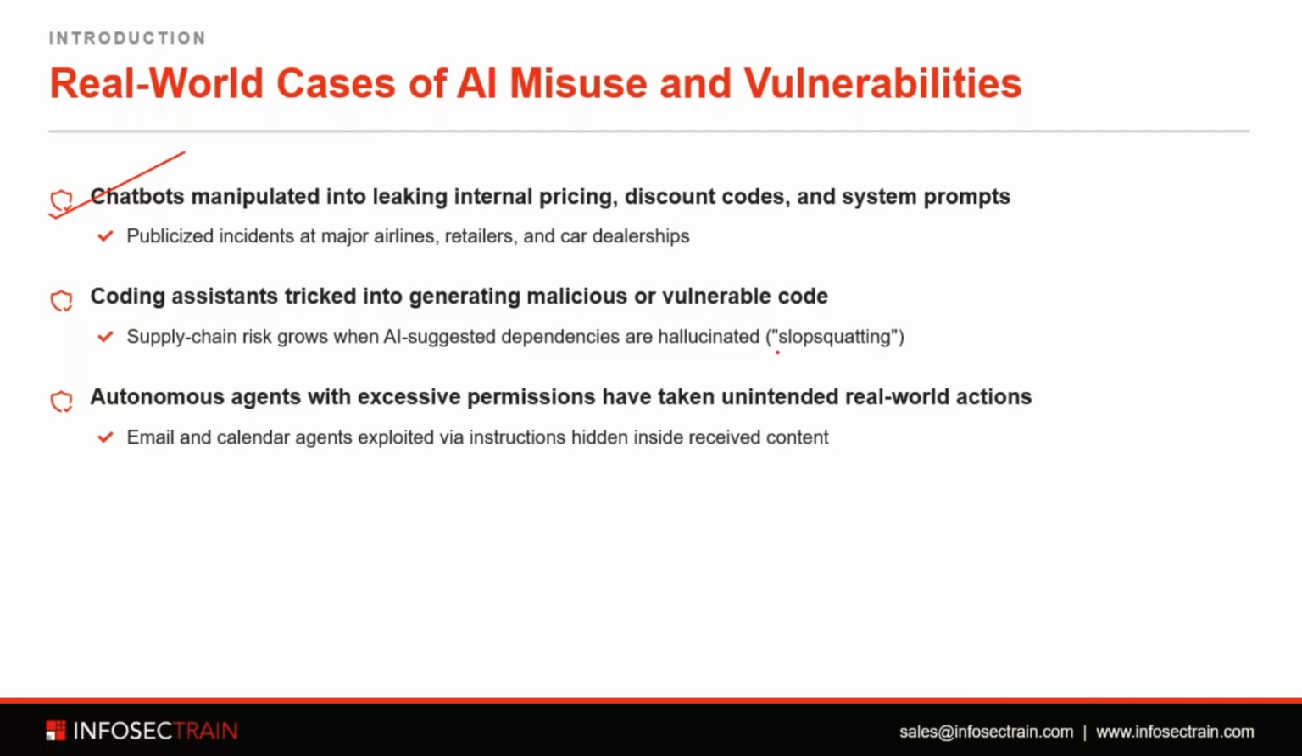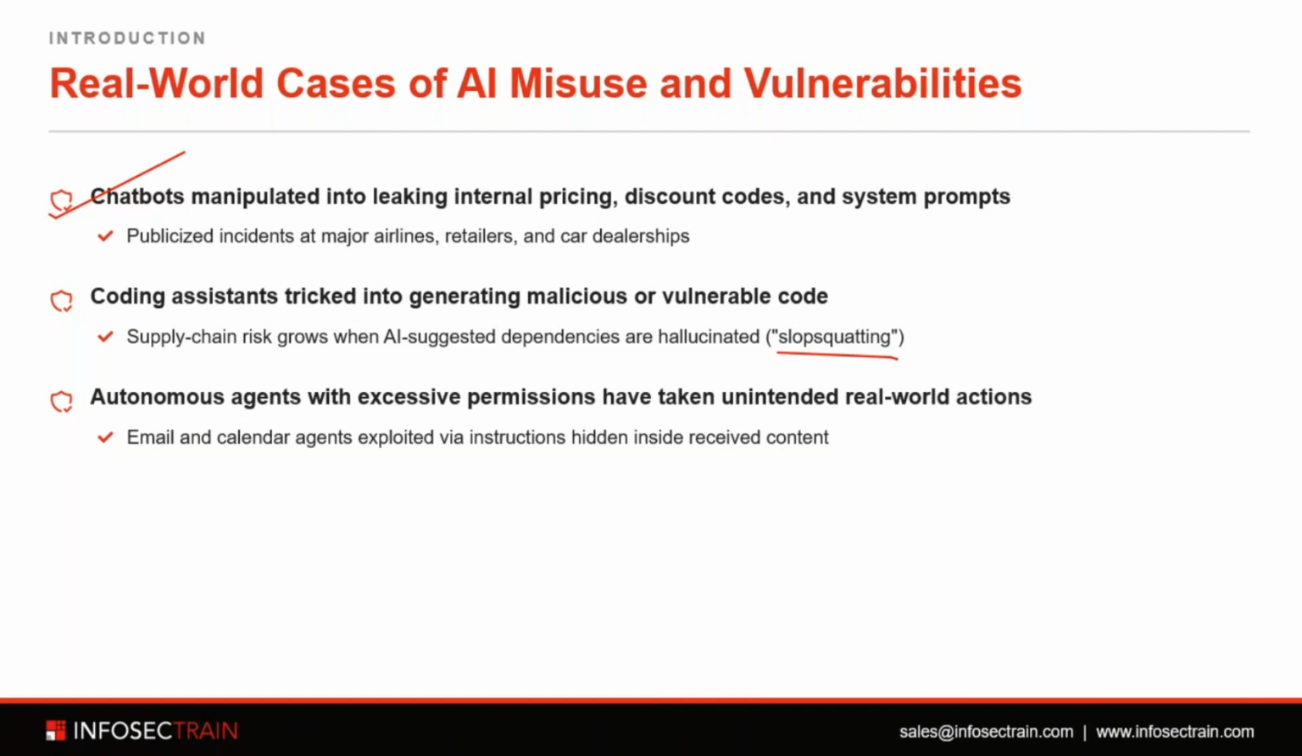Now, what does this term mean? When we talk about slop squatting, it is a type of software supply chain attack that specifically exploits the way AI coding agents like Copilot and ChatGPT sometimes hallucinate package names that don't actually exist. So attackers register those fake names on public repositories. So when developers or autonomous AI agents attempt to install them, they unknowingly pull the malicious code.